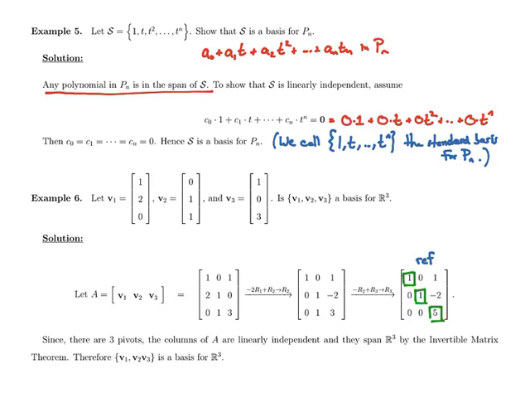So because of that, I have no free variables, which means that the columns of A are linearly independent. And therefore they span R3, again by the invertible matrix theorem. We go back to that theorem and all those equivalent statements. So because it is spanning and linearly independent, the set of vectors is a basis for R3.